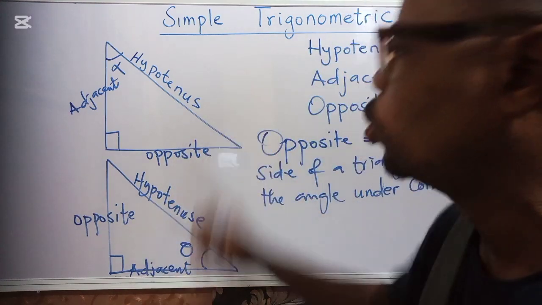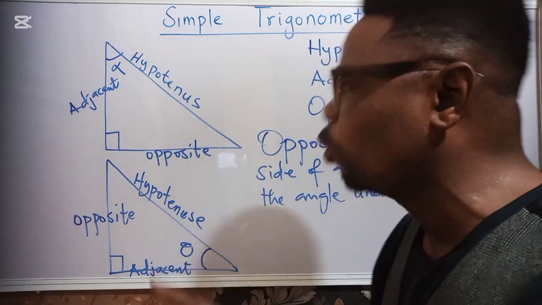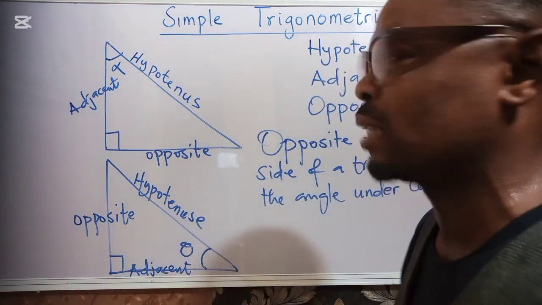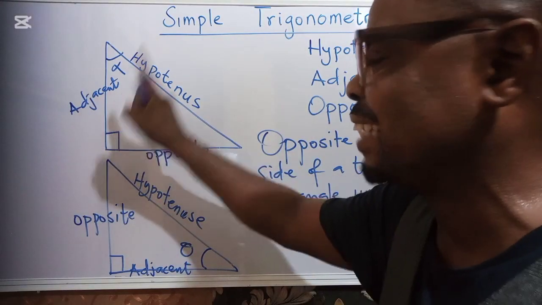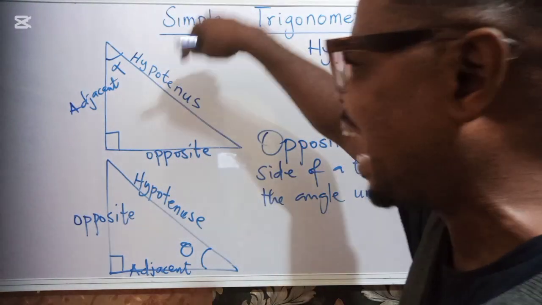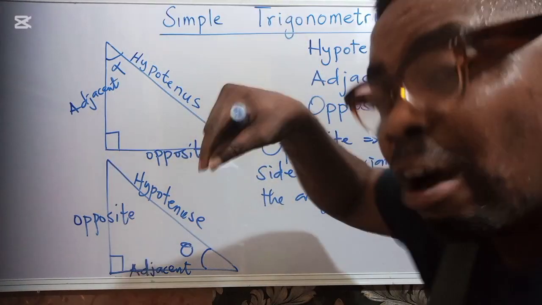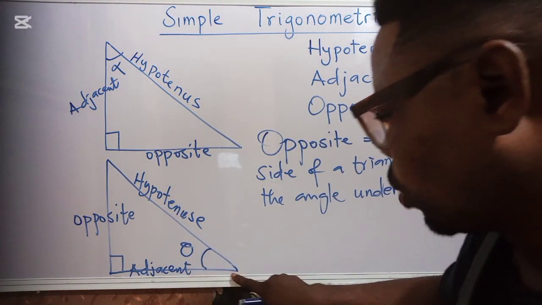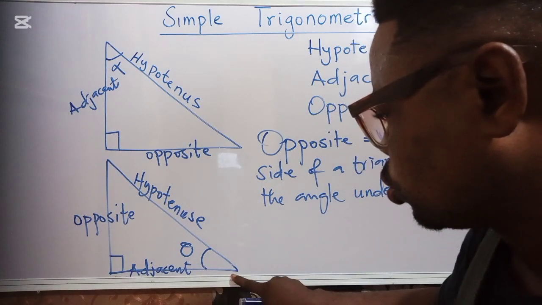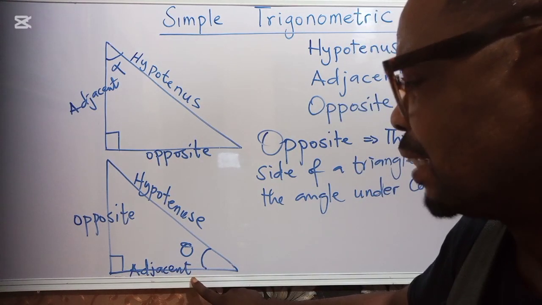Why? The angle under consideration, the angle we are looking at, the angle we are searching for, or the angle we intend to use. Don't forget, adjacent is the side that joins the hypotenuse to form the angle under consideration. This is the angle under consideration. It was this line that joined it to form this angle, then that will be our adjacent.